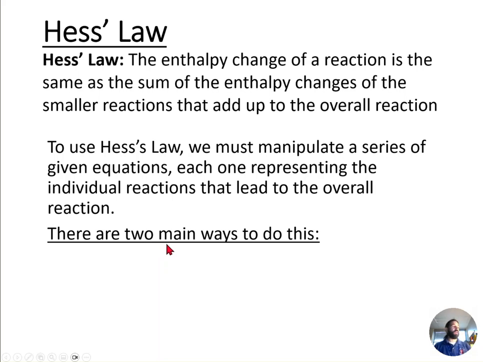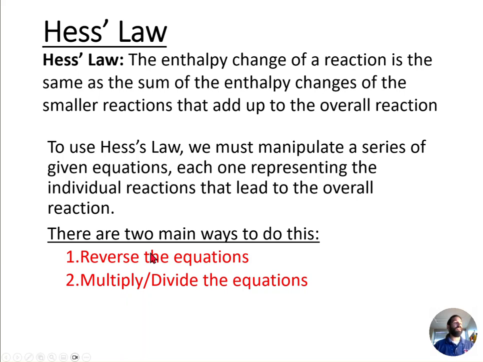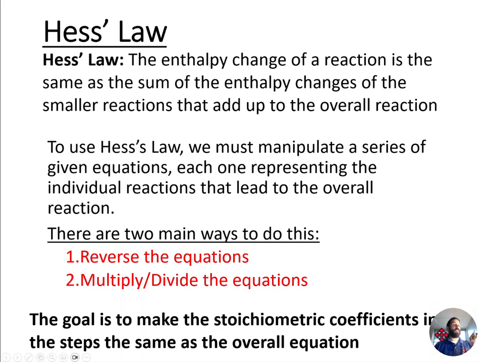There are 2 ways we're going to manipulate the equations. 1, we could reverse the equations. And 2, we could multiply or divide the equations by a factor that makes them match the overall. So basically the goal here is to make it so that the stoichiometric coefficients on all the reactants and products in the steps are the same as those in the overall equation.